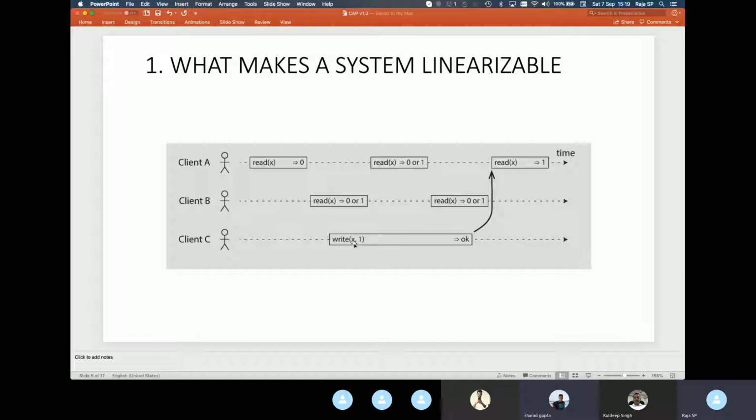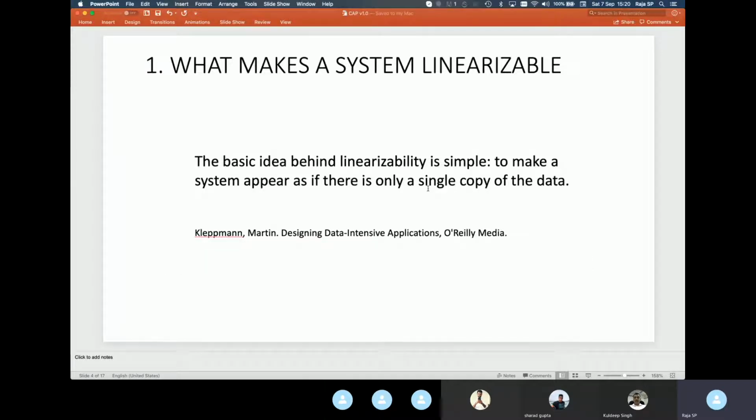It's still the same. It doesn't matter. Basically, this is the conceptual perspective from a client side. Internally, it could be one database or multiple databases. So again, if you look at the definition of linearizability, it has to appear as though there is a single copy to the client. Behind the scenes, it could be one or multiple. It should not matter for the client. That's the idea here.